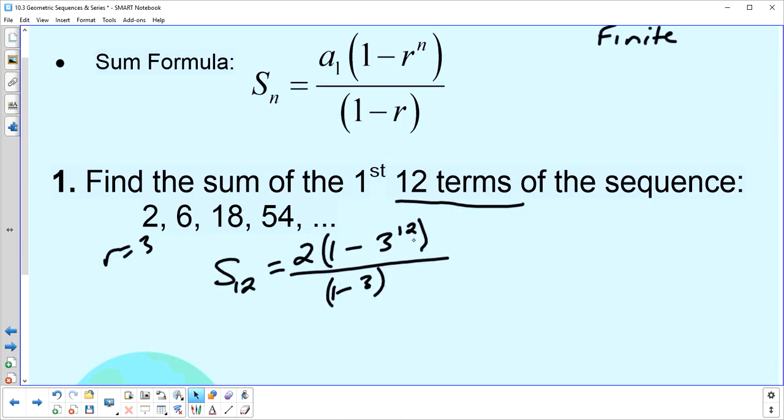Okay, as long as you plug that into your calculator carefully, really just like you see it there, you shouldn't have any problems. And for this one, we're going to get 531,440. Okay, 531,440 would be the sum of the first 12 terms of this.